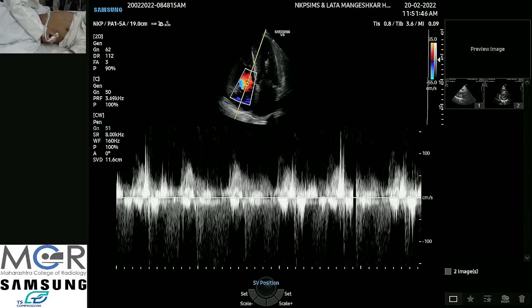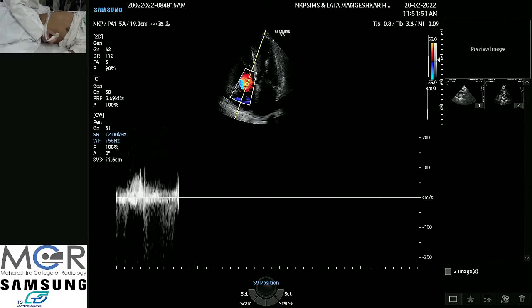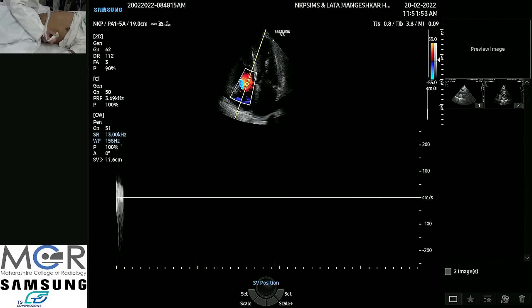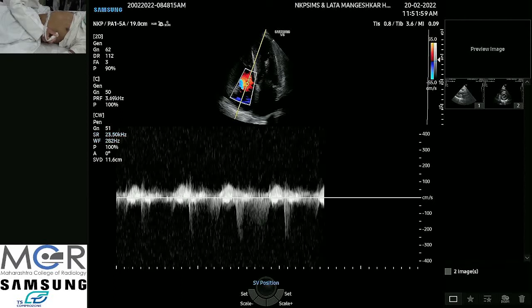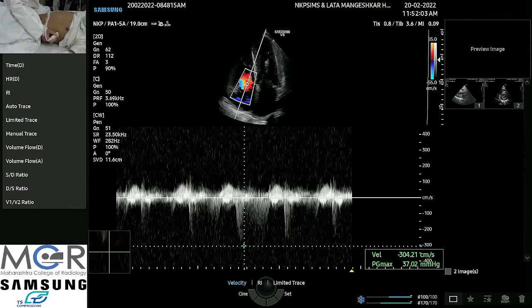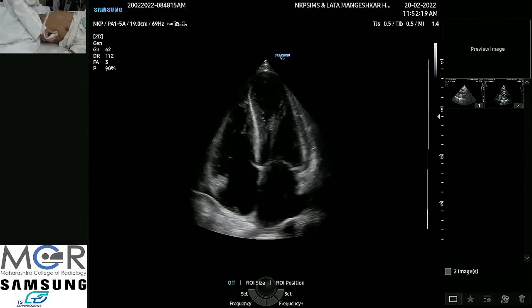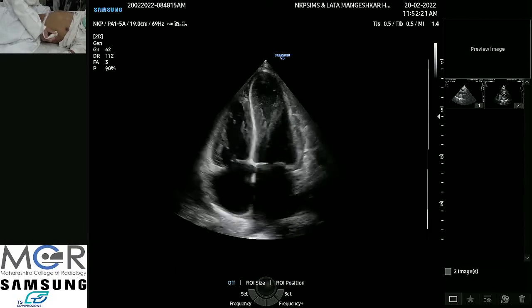Scale. The scale needs to be increased. Here we are measuring, so this 34 mm is very high. So here are all the features of type 3 diastolic dysfunction, where the PA pressure is very high. So this is all because of the left ventricular dysfunction.